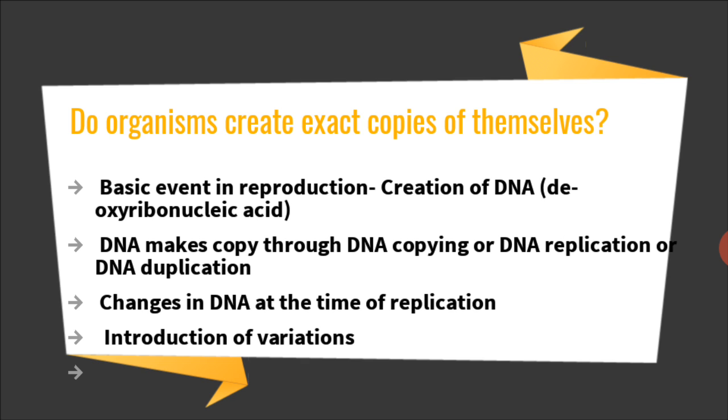Now the question arises, do organisms create exact copies of themselves? If a cat is giving rise to a kitten, is that kitten exactly similar to its parent or is it somewhat different? So, the basic event in this reproduction process is the creation of DNA, that is deoxyribonucleic acid. Now, the information for the basic body design is transferred in the form of this genetic material, that is DNA, which is contained in their chromosomes in the nucleus.